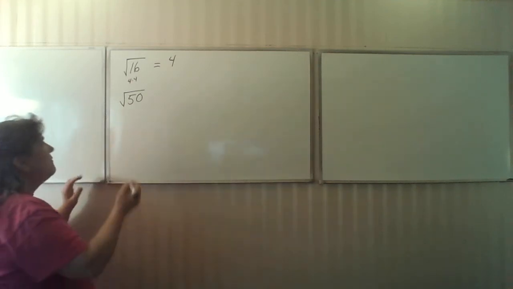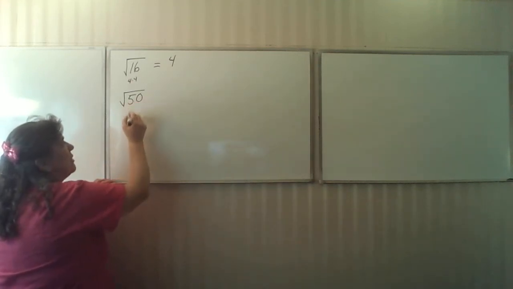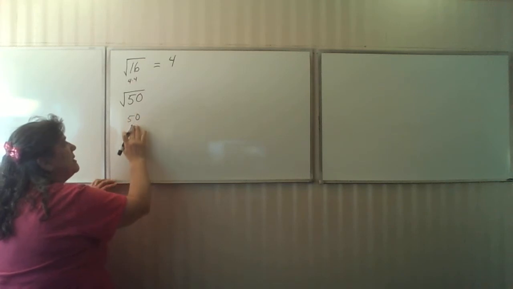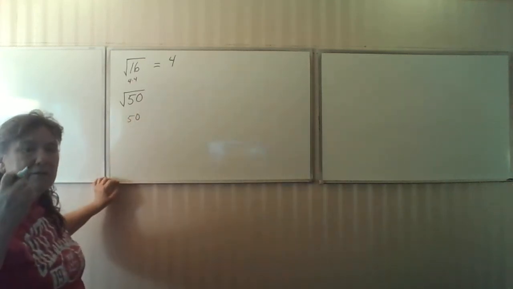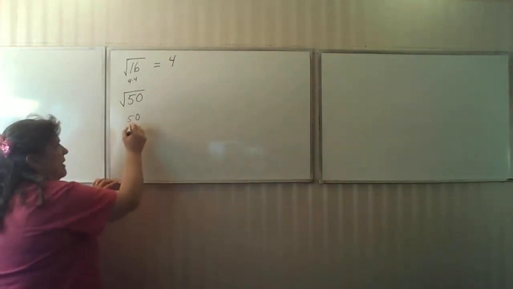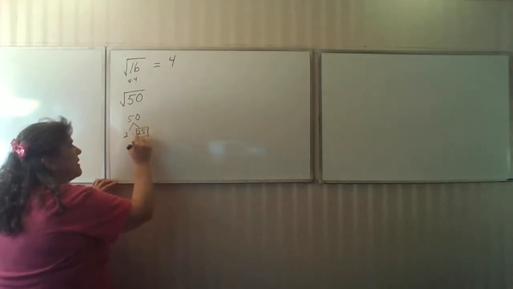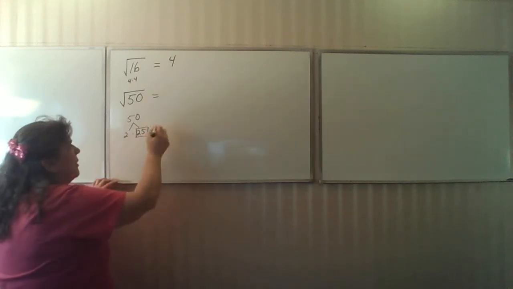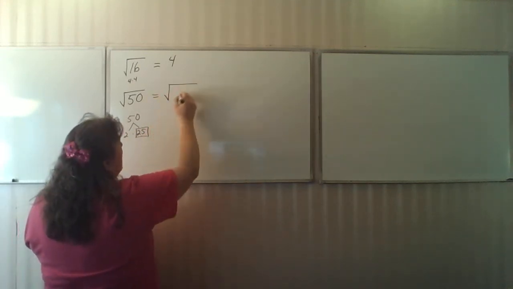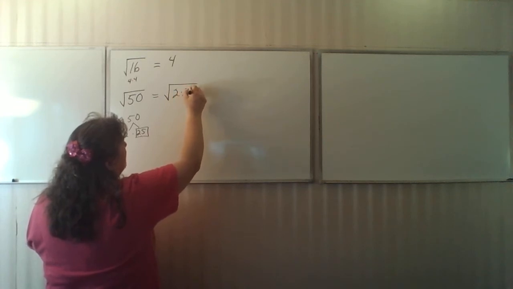And to simplify these, the first step is to look at 50. Is there a perfect square as a factor of 50? And there is. There's 2 times 25. 25 is a perfect square. So we can rewrite the 50 as 2 times 25.